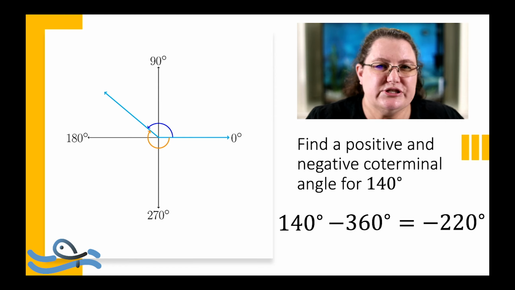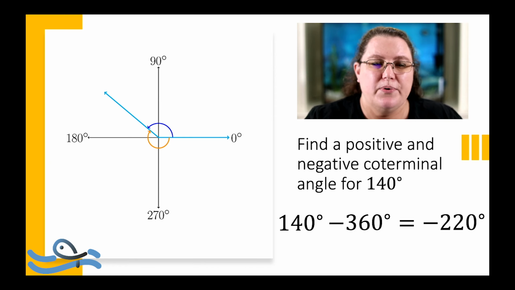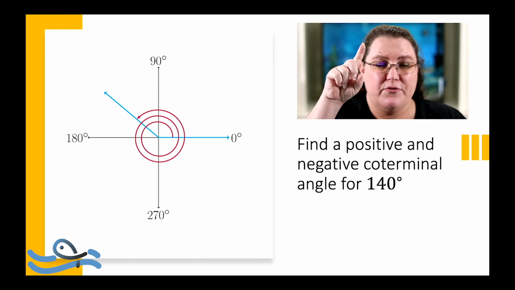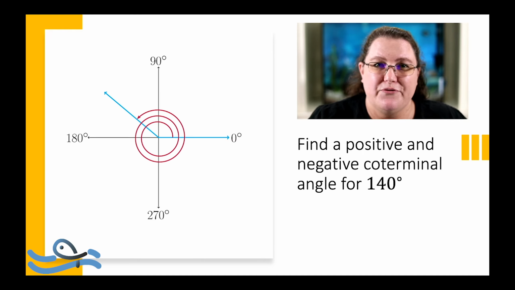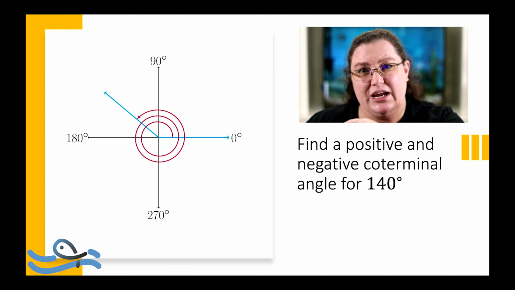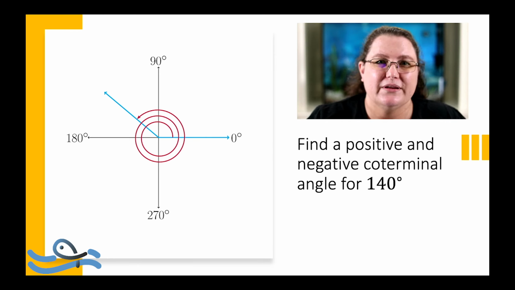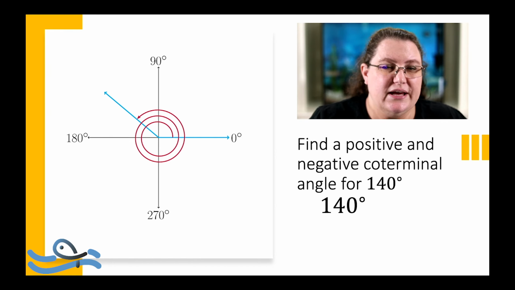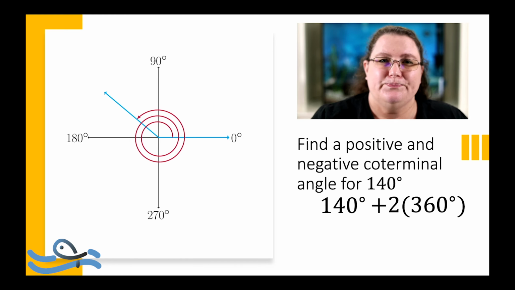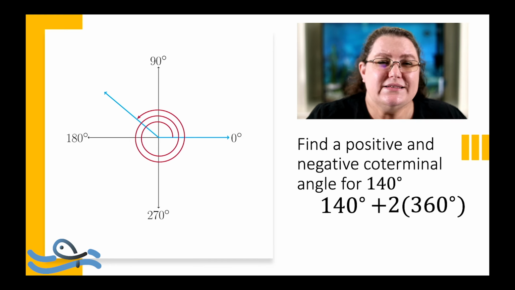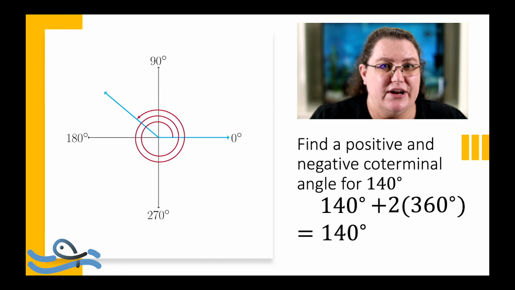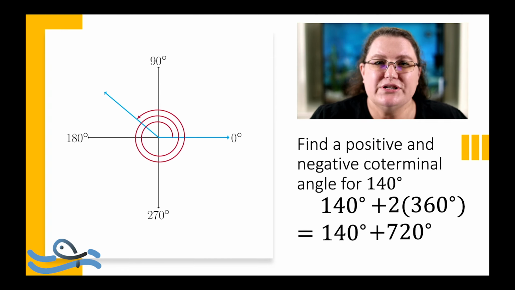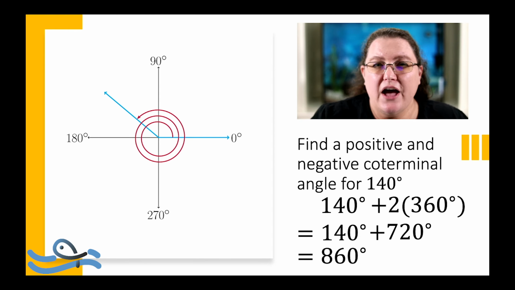But we're not limited to just one rotation of the circle. Suppose we go around the circle twice before landing in the same location as 140 degrees, such as in the image here. What angle is this? To find out, we're going to take 140 degrees and add 2 times 360 because we went around the circle twice. That's the same thing as 140 degrees plus 720 degrees, or 860 degrees. That means that 860 degrees is coterminal with 140 degrees.